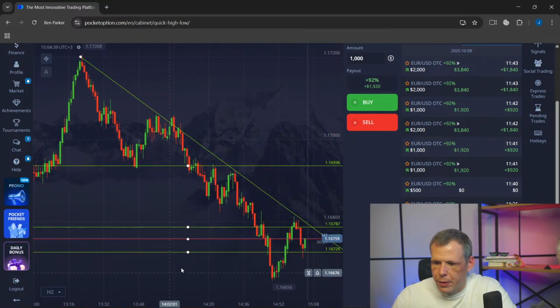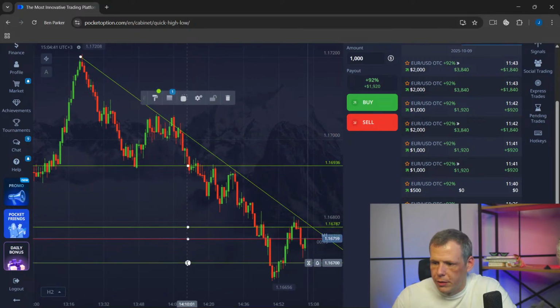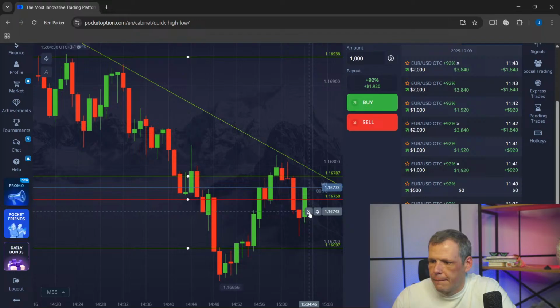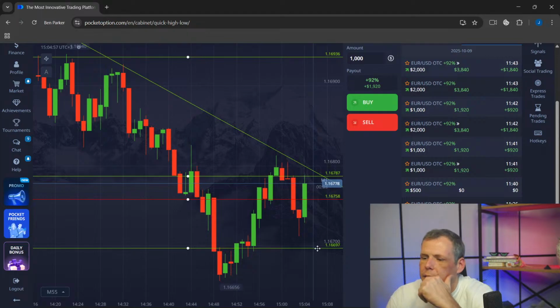Now we're gonna see that touch back a little bit more. So about right here in this area. Remember, don't trade on trend lines. Don't trade on support and resistance. Right. So we have all of these kind of drawn out.